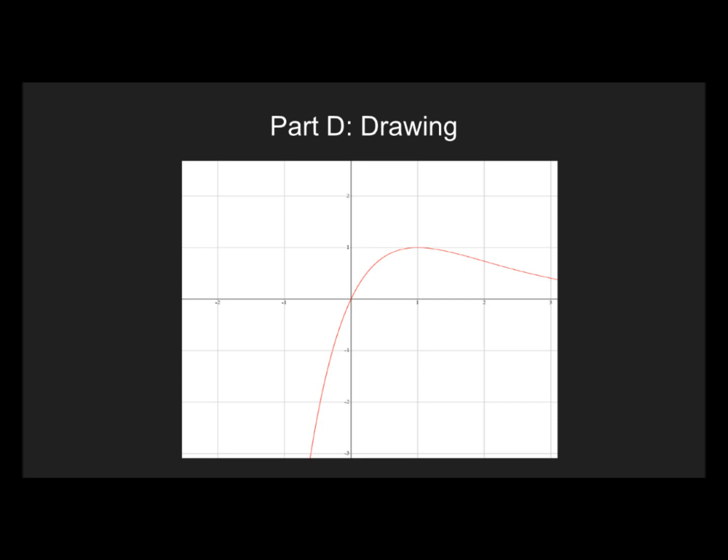Finally, we're asked to draw the function based on parts a, b, and c. So in this graph, you can see that on the interval from negative infinity to 1, we see that the function is increasing. And when x is equal to 1, we can see that there is a maximum value at that point. And when x is equal to 2, there's a point of inflection. The concavity shifts from concave down to concave up.